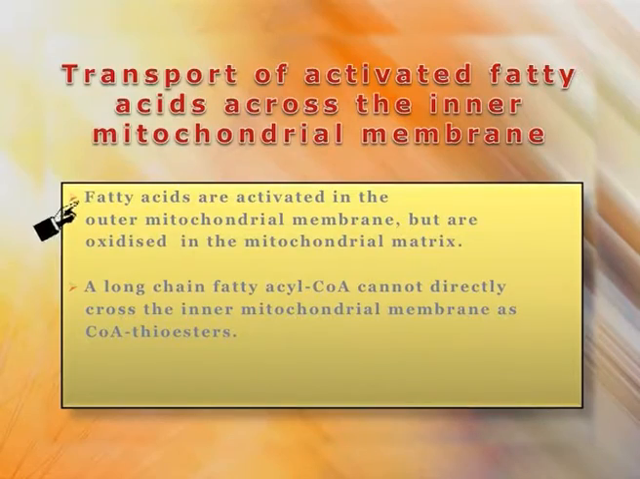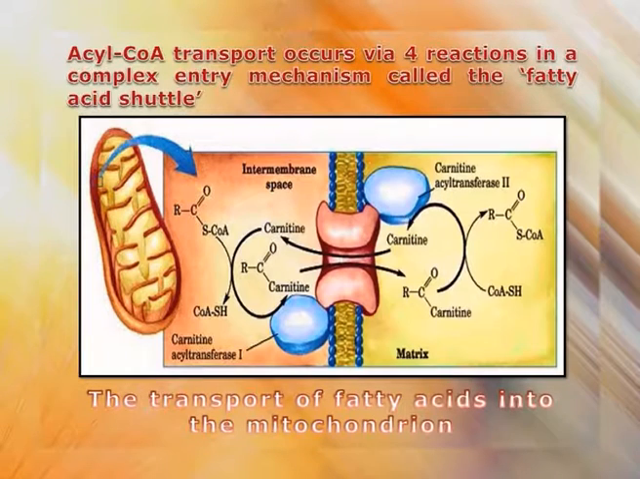Now, after the fatty acids are activated, they have to be transported because activation takes place in the outer mitochondrial membrane and the actual oxidation of the fatty acid at the beta carbon takes place in the mitochondrial matrix. So, the fatty acid has to be transported from the outer mitochondrial membrane across the inner mitochondrial membrane to the mitochondrial matrix. So, this needs the help of a shuttle system that can be shown in this particular slide. This is called the fatty acyl-CoA transport shuttle and gets completed in 4 steps.